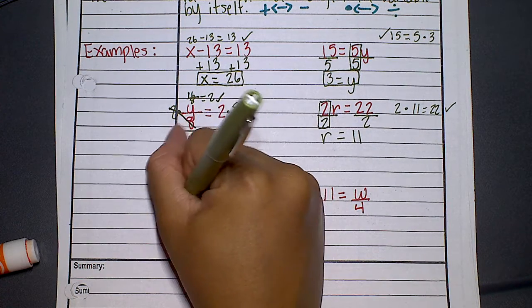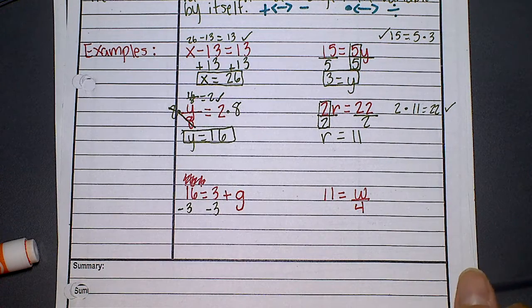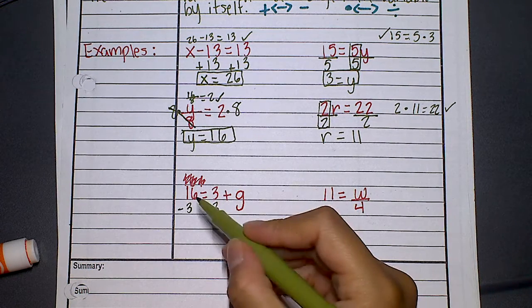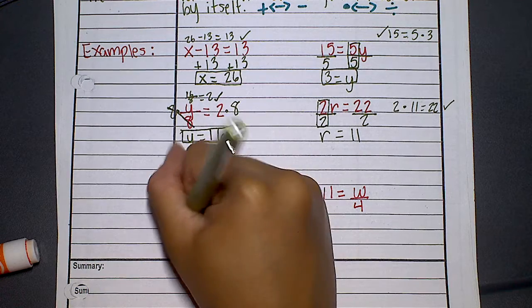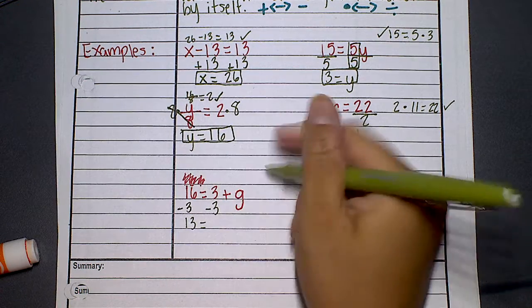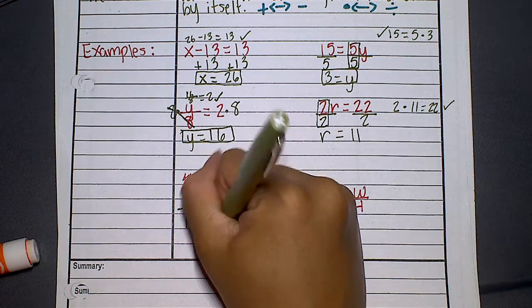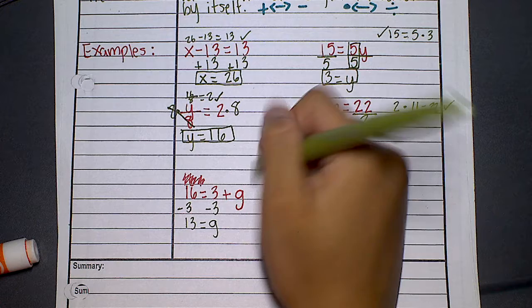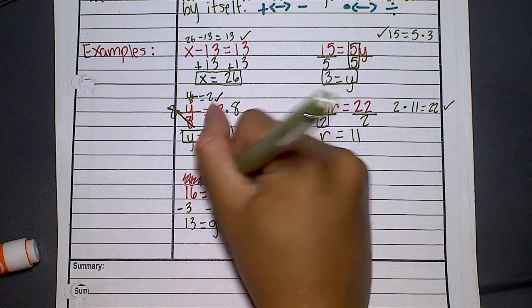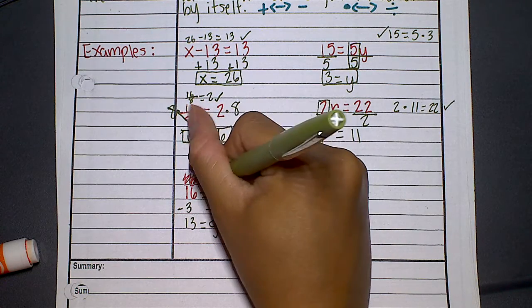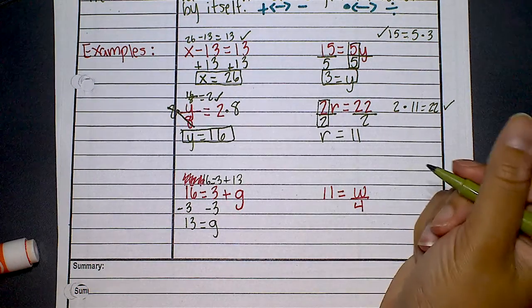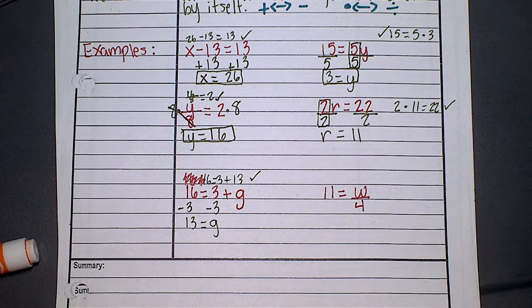And then if we subtract on that side, we have to subtract on the other side as well. So then 16 minus 3 is 13. And then you're just left with g. And if we want to check it on the side, we can see, does 3 plus 13 equal 16? And yes, it does. So that's correct.